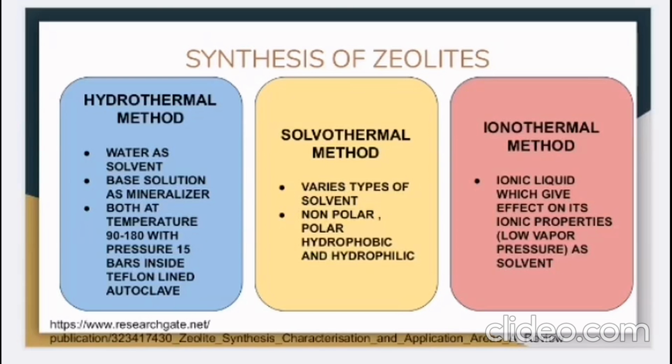Basically, the hydrothermal method is the earliest method that was used to synthesize zeolite, which uses water as a solvent and a base solution as mineralizer. The reactants usually react at a temperature range of 90 to 180 Celsius with a pressure of 15 bar inside the Teflon-lined autoclave. This method will produce an optimum zeolite production. Roughly, this method is much easier and cheaper than the other methods because it uses low temperature.